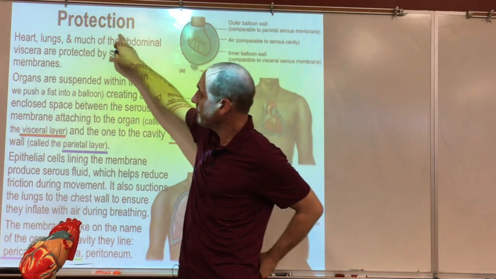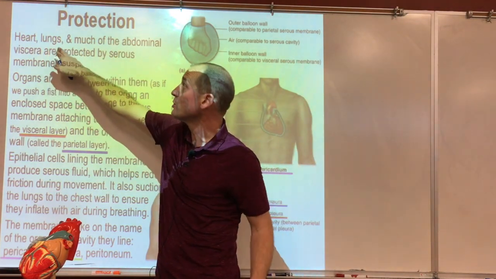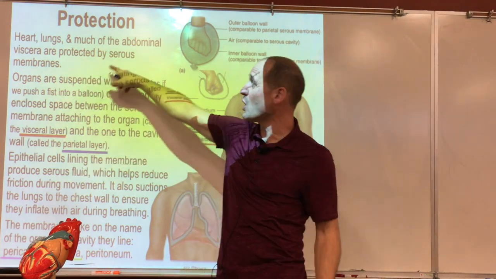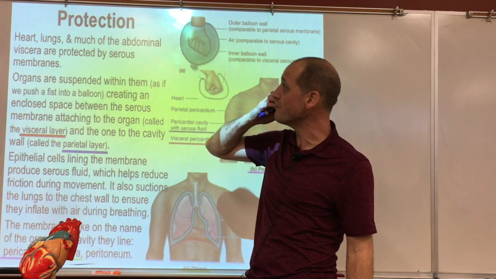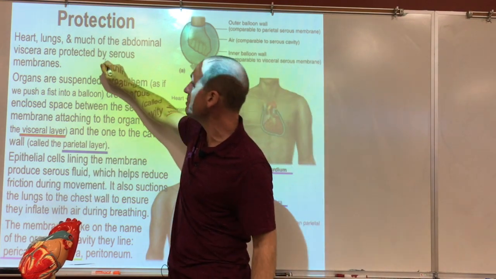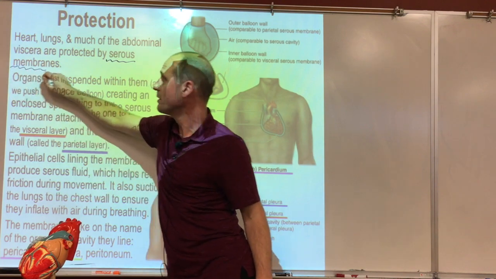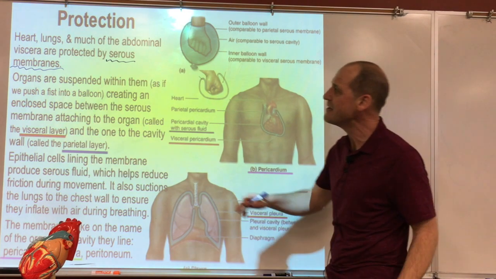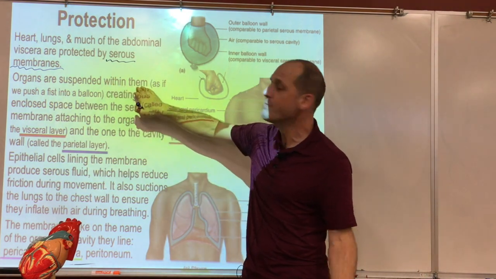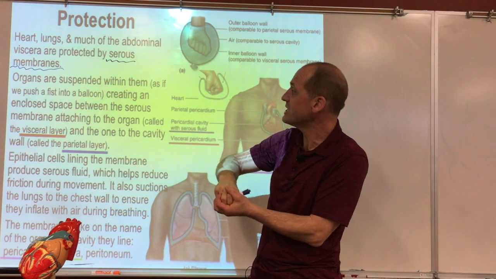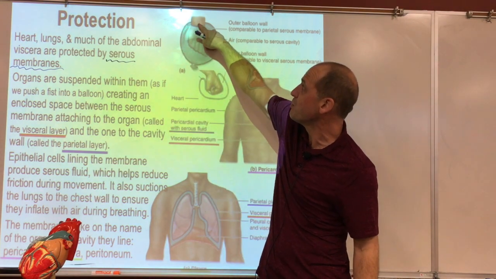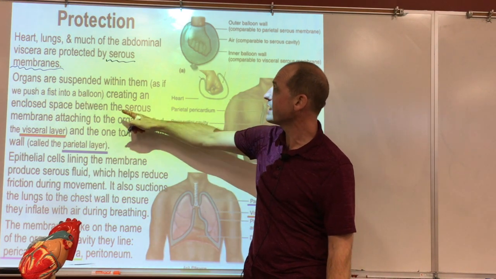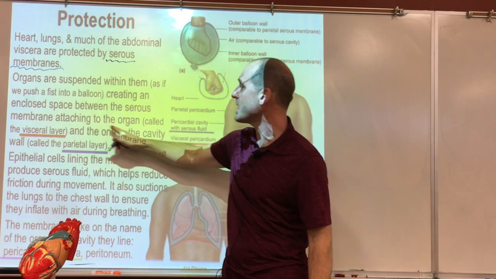Protection of the heart. The heart is protected in this fashion, but also the lungs and a lot of the abdominal viscera, the abdominal organs, are also protected in this fashion, with this sort of membrane system. That membrane system is known as the serous membrane system. And what happens in that system is organs are suspended within two membranes. Like, we take a fist and push it into a balloon. And so what we get is an enclosed space created between the serous membranes attaching to the organ.